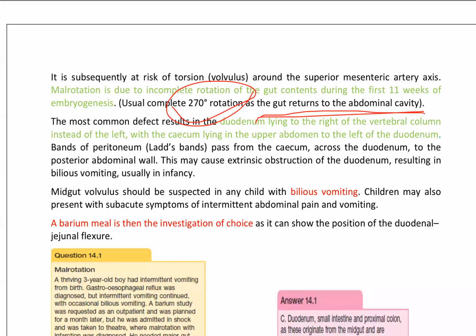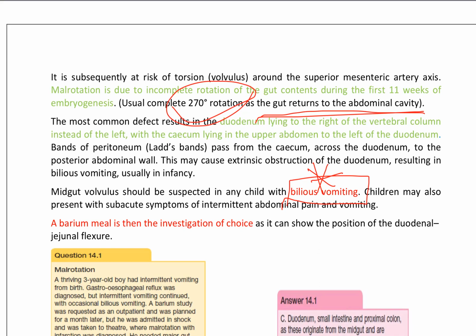Malrotation is something which is related with bilious vomiting. Any child, if there is bilious vomiting, never ignore it, never ever ignore it. Bilious vomiting is very, very important. We should not ignore it. In any scenario, if they mention it, like 7 days, 8 days, 2 weeks, bilious vomiting is there but otherwise the child is okay, you have to take it seriously.